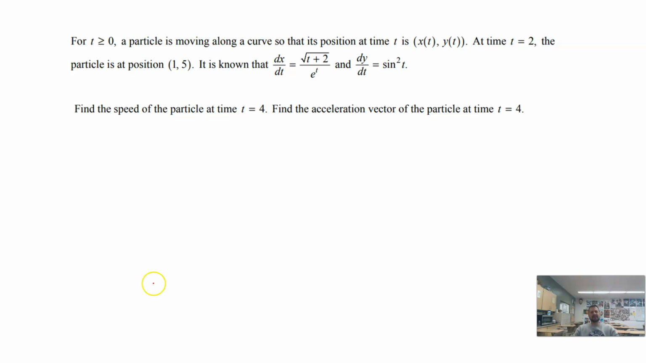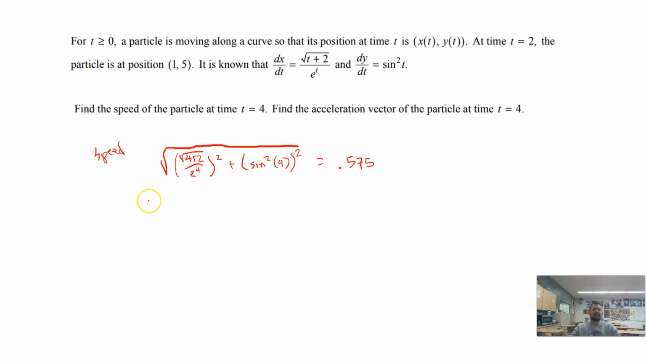The next one wants to know, what is the speed of the particle at time t = 4? Well, the formula for speed is the square root of dx/dt squared plus dy/dt squared. So I just plug 4 in for dx/dt. Both of those are squared, so I'm going to square that, plus dy/dt squared, so I get sine squared of 4, and then that's all squared. When I put that into my calculator, I get 0.575 is my answer. So there's my speed right there.